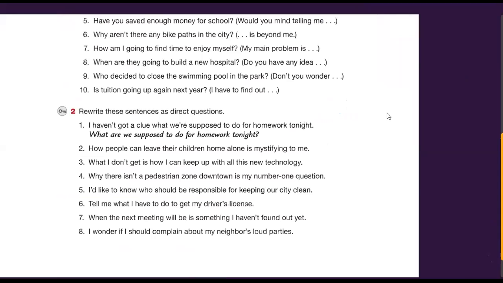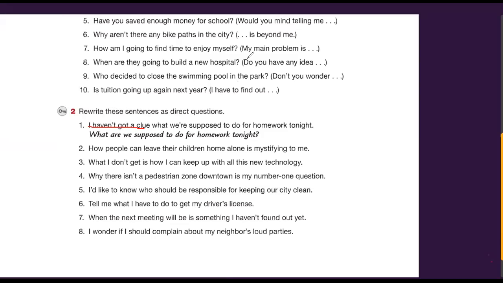Then the next one is rewrite the sentences as direct questions. I haven't got a clue what we are supposed to do for homework tonight. In this case, we have to make direct questions. We're going to take away the indirect expression, I haven't got a clue, so we remove it, and we have to put it now in question form order. What are we supposed to do for homework tonight? That's the question form.